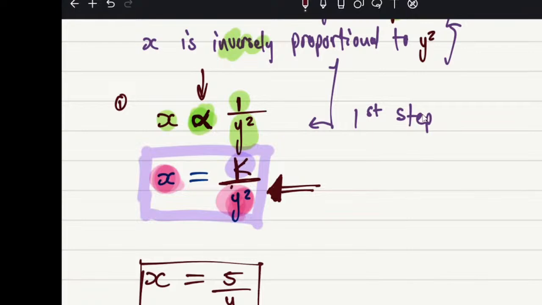A relationship without K. Because when you have X is equal to 5 over Y, they can now ask you, what is the value of X when Y is 10? Or what is the value of Y when X is 7? The only way you can get there is if you have removed K. Then you can start finding anything.